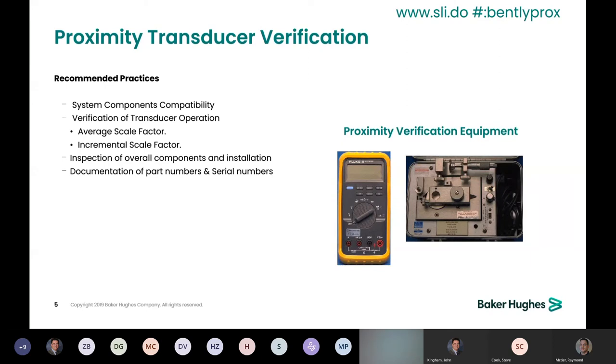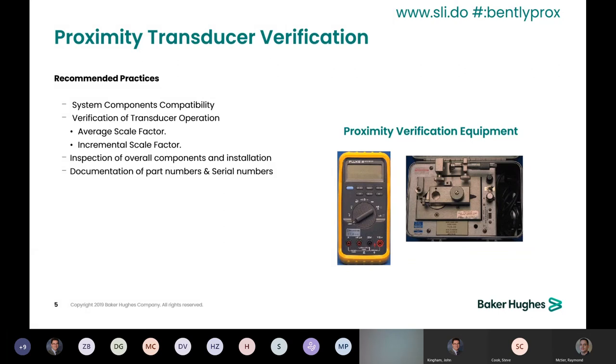System components compatibility. The proximeter, the probe, and the extension cable should be a matched system. The system has to have a total electrical length of either 5 or 9 meters, depending on the selected proximeter.